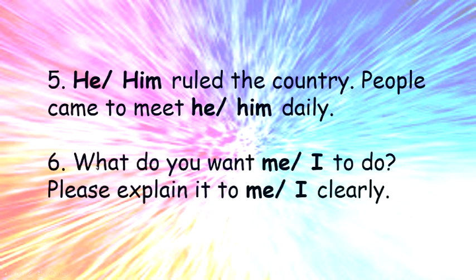Number 6. What do you want me or I to do? Please explain it to me or I clearly. Now these both places are your object places. Why? Because the action verb is want, and me or I, whatever you may choose, will come at your object place as the receiver of this action.